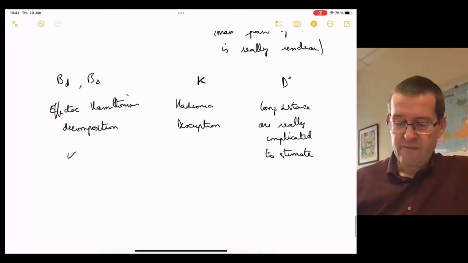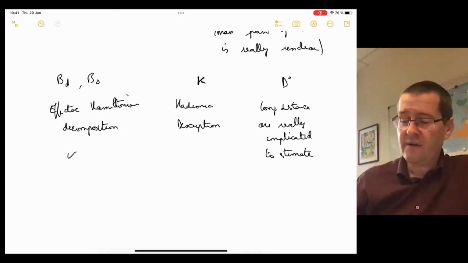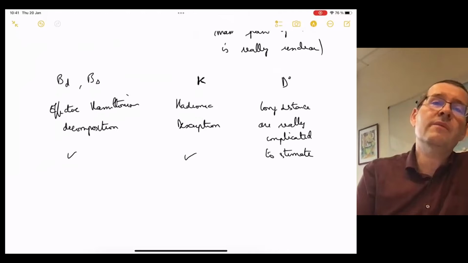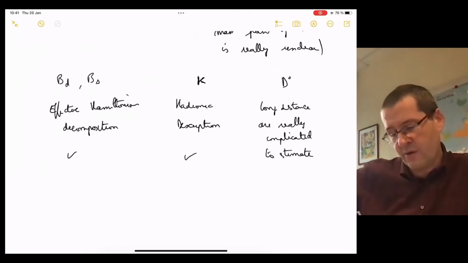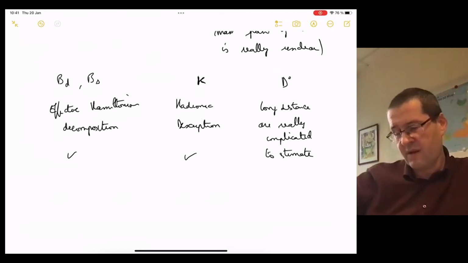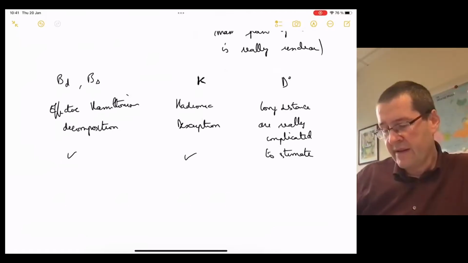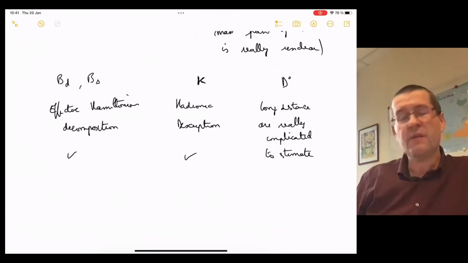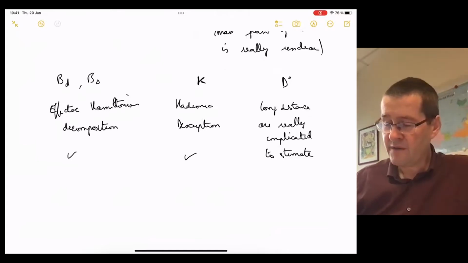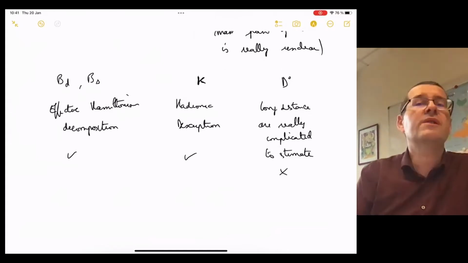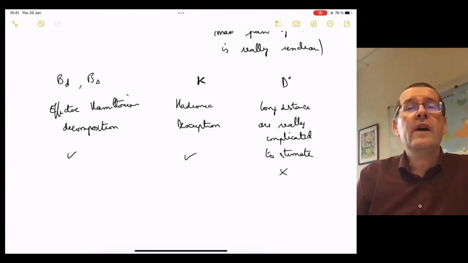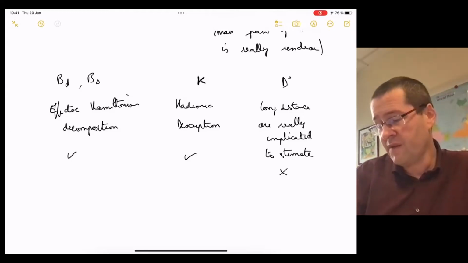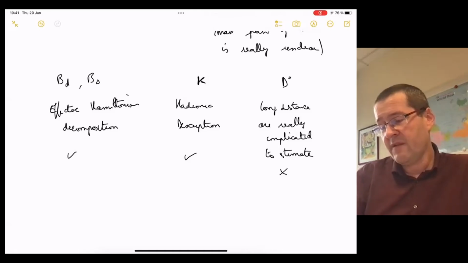So B_d, B_s can be used. Kaon, I'm not going to discuss very much how we do that in detail. I will allude to that at one moment concerning the kind of observables that can be interesting and that can be related to mixing. But for the moment, for the D0, we don't have a way of exploiting that in a way that can be helpful for the determination of the CKM matrix.